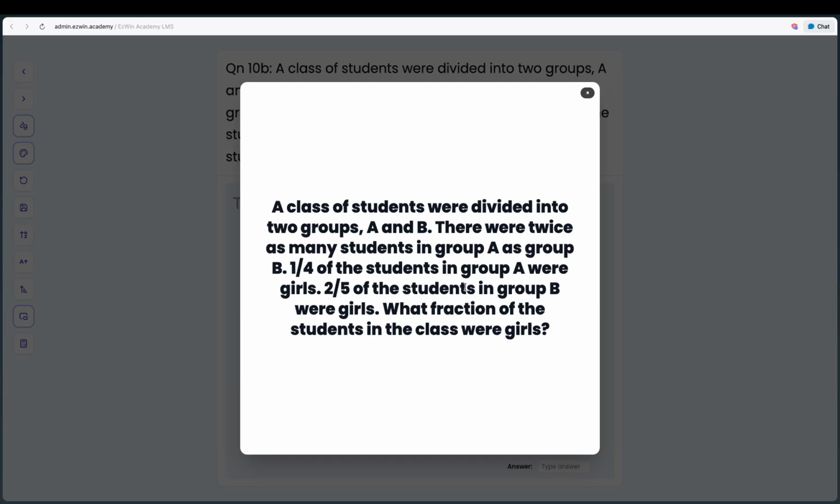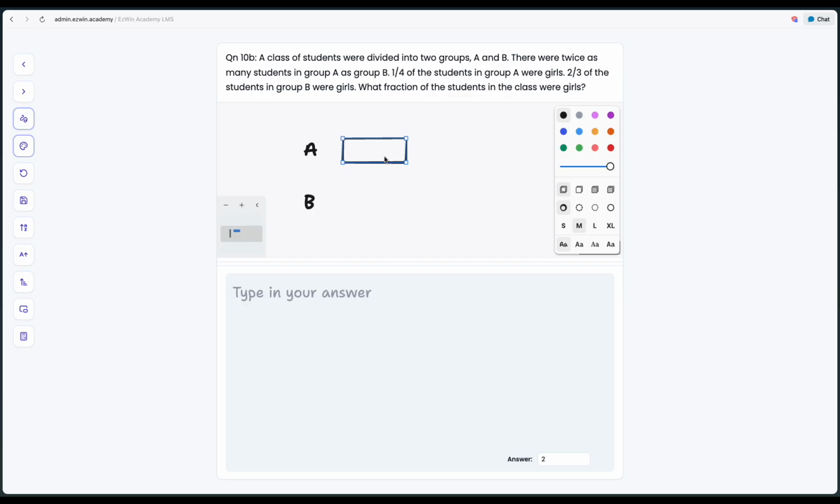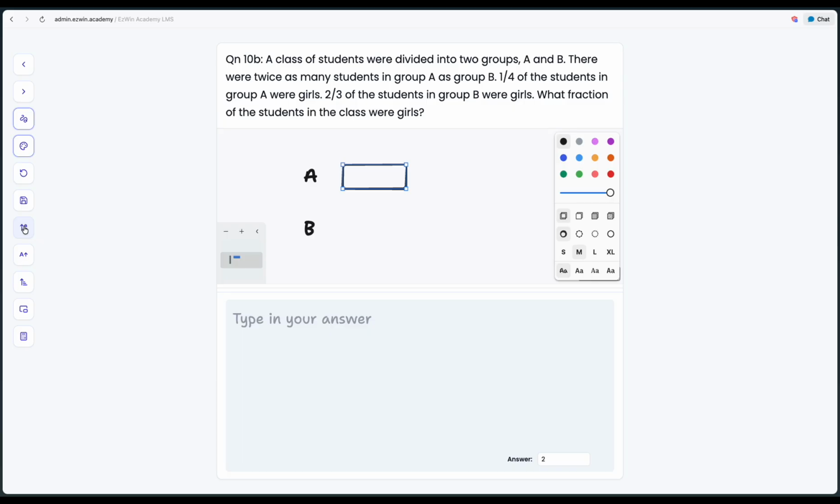For question 10B, a class of students were divided into two groups, A and B. There were twice as many students in group A as group B. 1/4 of the students in group A were girls, 2/5 of the students in group B were girls. What fraction of the students were girls? Okay, we can draw a model, and it will look something like this, right? So we haven't finished drawing the model. So first thing is that from the question it says there were twice as many students in group A as group B. So in this case, group A is 2 units and group B is 1 unit.